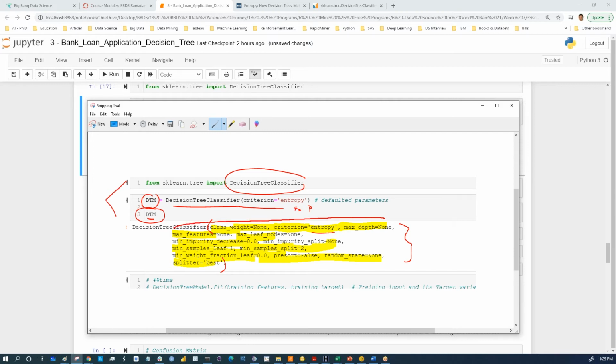I mean, just change the name. Oh, you mean the parameter is entropy? So we change only the entropy. Everything else is default. Okay, and of course we might need to tweak these defaults later if we want to improve the quality of this decision tree model. So DTM is the decision tree algorithm with the entropy as the criterion.